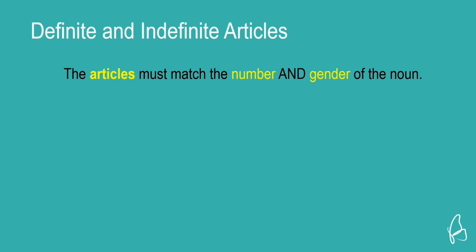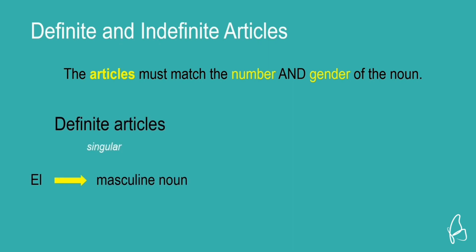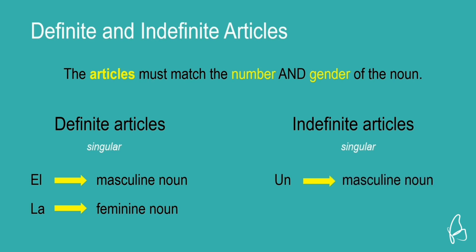Both the definite and indefinite articles in Spanish must correspond to the number and gender of the noun. So that is, the article can either be singular or plural, and it can either be masculine or feminine. So this is why gender is also very important to remember. So el and la are the definite articles and translate to the English the. El is used for masculine nouns and la is used for feminine nouns. Un and una are the indefinite articles that translate to a or one. Un is used for masculine nouns and una is used for feminine nouns.